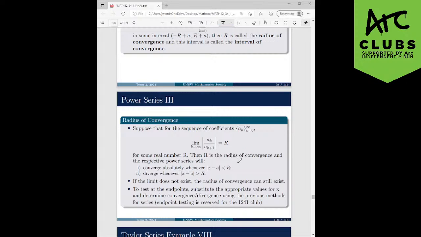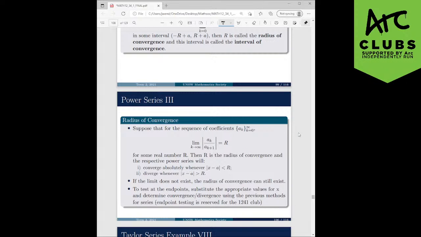And the endpoints, I have been hopefully trying to point out to you, this only works within the interval, the a minus R, a plus R, with the open brackets here. You don't know what's happening at those endpoints. You'll actually have to sub in the endpoints to check what's happening to that infinite series, whether it converges or diverges.